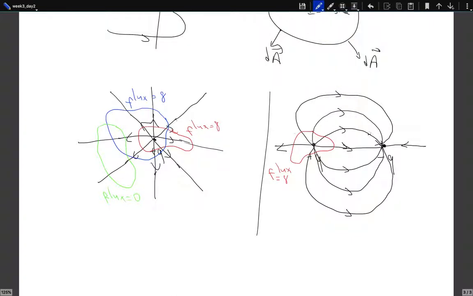Now, if I would imagine, let's say, an area around the minus Q charge, the flux is minus 8, because there are 8 lines passing through my area, and all of them are going from outside to inside.